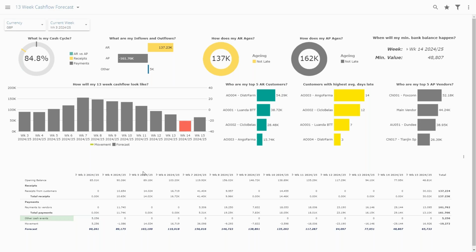So it's that value, again, of going beyond the standard statements. That is going beyond a standard cash flow statement. It's having that capability to see how this will perform in the future. And analyzing the visuals a little bit, we have: what is my cash cycle? What are my inflows compared to my outflows? These are the other cash events coming from this additional data source. How are my accounts receivable and accounts payable aging?